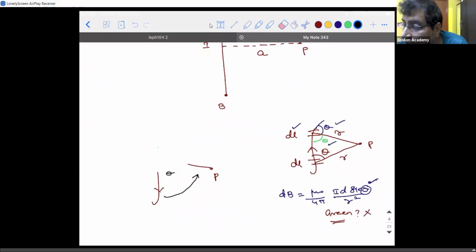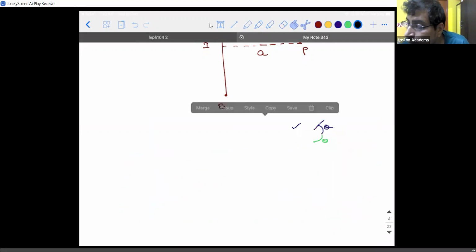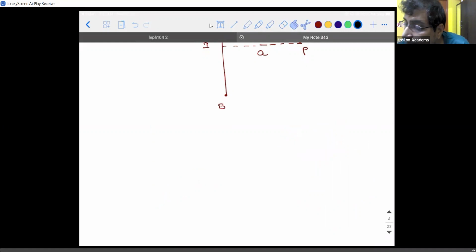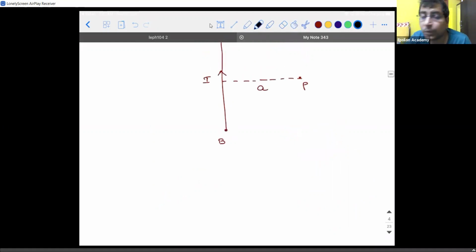So having all these points in mind, let's proceed with this derivation. If I take a current carrying element here, as dl, I will take this angle as theta, obviously, right? And the distance from the current carrying element to the point P as r.